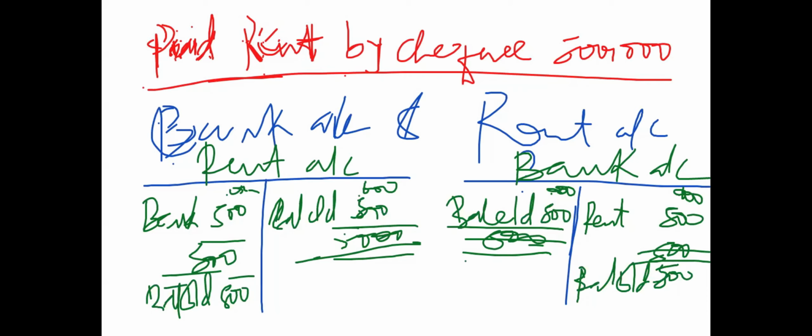So we look at the other transaction. The other transaction, they said returned goods worth 300,000 to Mark. Returned goods of 300,000 to Mark. Remember, Mark is our person who supplied to us goods on credit. He is our supplier.